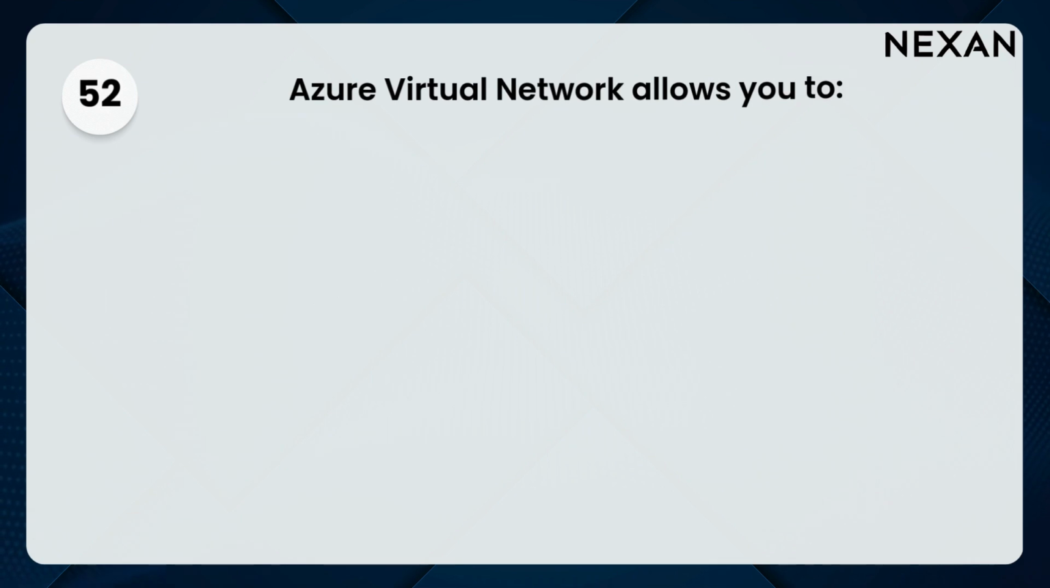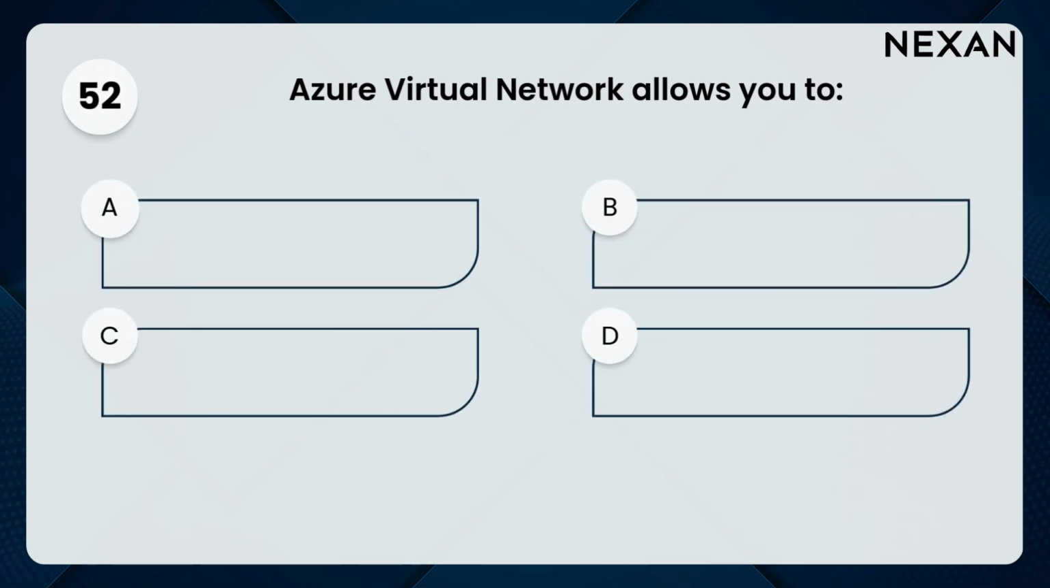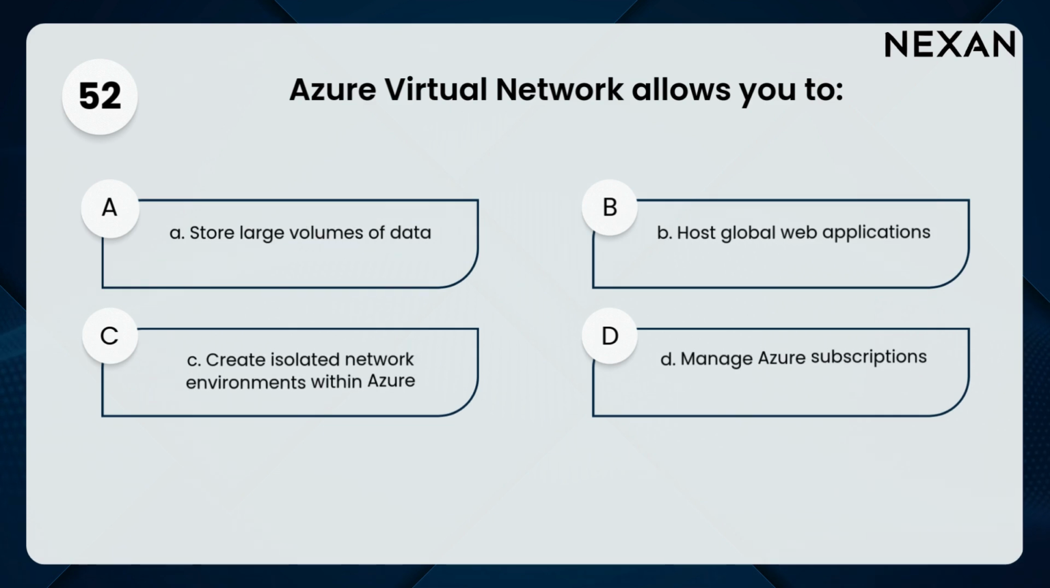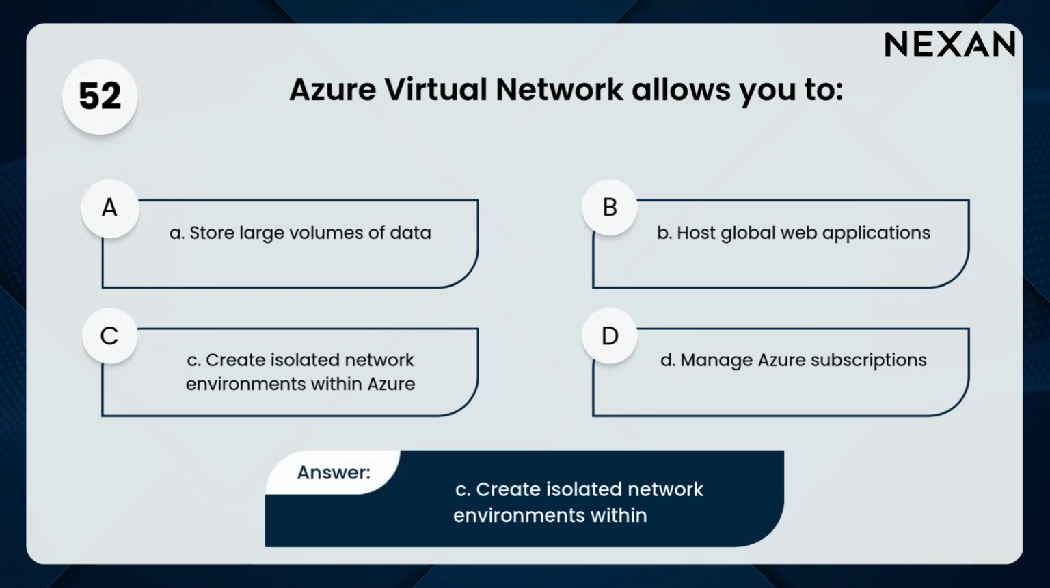52. Azure Virtual Network allows you to A, store large volumes of data, B, host global web applications, C, create isolated network environments within Azure, D, manage Azure subscriptions. Answer: C, create isolated network environments within Azure.